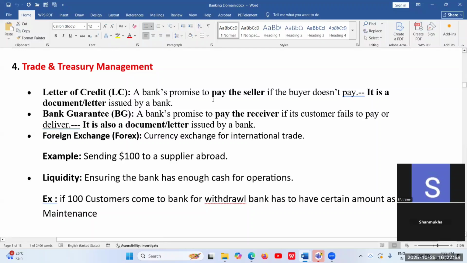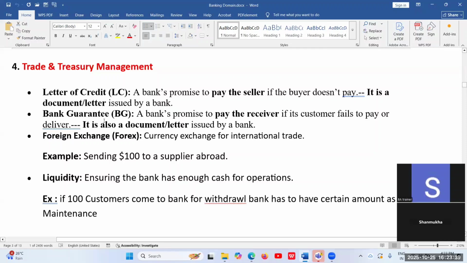Here the customers will be approaching the bank, and the bank will process the amount on behalf of the customers to the seller. So a letter of credit acts as evidence, a strong evidence. It is a document or letter issued by the bank. When you walk into the bank and say that you would like to avail a letter of credit, they will give you a document or letter which you, as a customer, need to fill in.